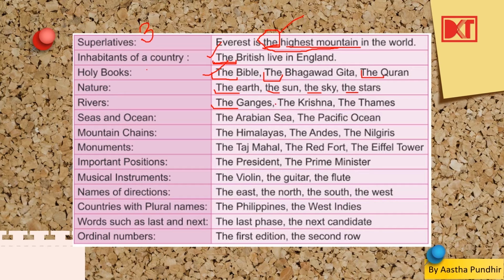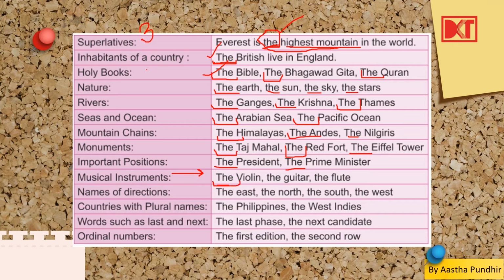Okay. Then seas and oceans. ये भी सिर्फ एक एक चीज ही है ना दुनिया में. So the Arabian Sea, the Pacific Ocean, mountain chains again. Himalayas की एक ही mountain chain है. So the Himalayas, the Andes, the Nilgiris. Okay. Monuments, again there is only one Taj Mahal in the world, so इसको हम specifically point out कर रहे हैं, the Taj Mahal. And then the Red Fort, we have the Eiffel Tower, we have the President, the Prime Minister. अब musical instruments के लिए we will refer to it, the violin, the guitar, the flute.